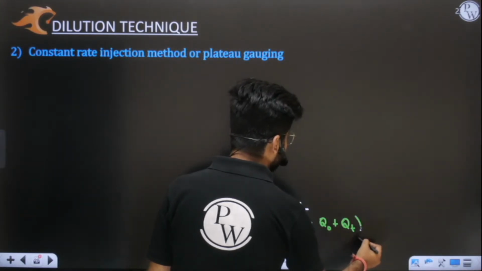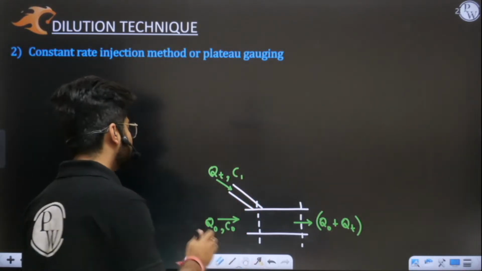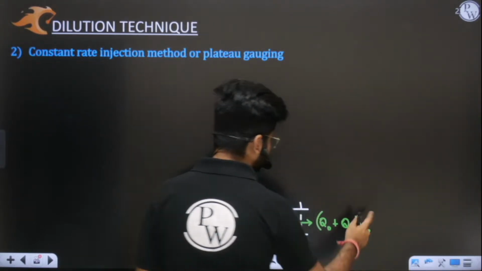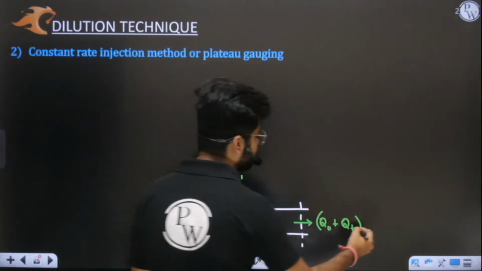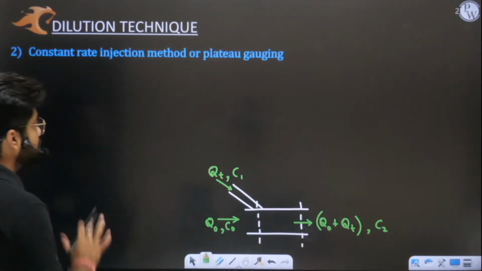But yes, one thing is for sure, that this discharge of tracer will be almost negligible compared to the discharge of the river. So we can neglect it also. And the concentration at section 2 which you will receive is C2. So this is the concept here.